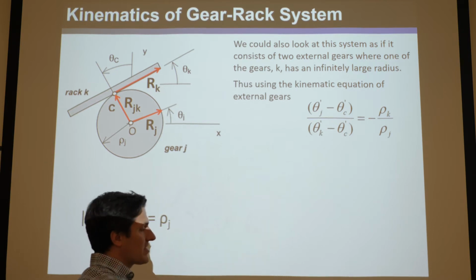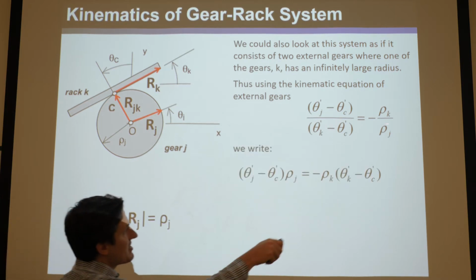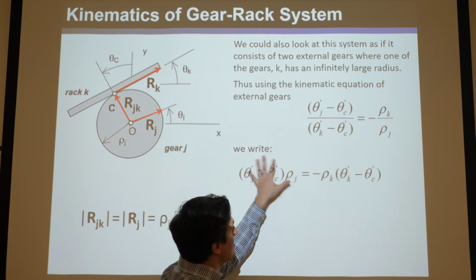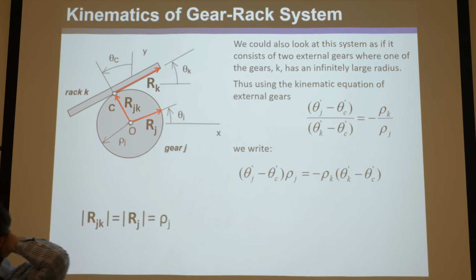and this was negative because it's external gears. Okay, so if you do that, but imagine, and by the way, let's move this around. So let's times rho j by this and times this by rho k. So you get this. You imagine this equation is the same as that. Basically, we've just moved it around. Now let's make rho k infinite.